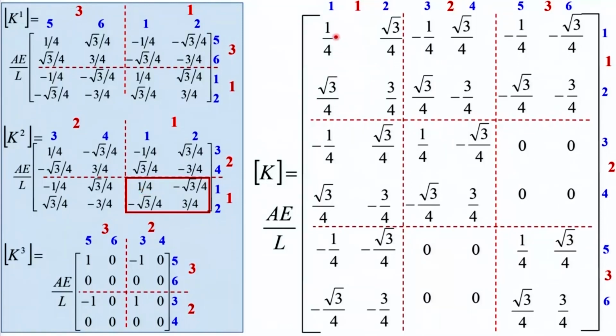So, if we add this to the existing contribution from element number 1, then this becomes what? 1 by 4 plus 1 by 4, this becomes half. Root 3 by 4 minus root 3 by 4 and root 3 by 4. This becomes 0. Minus root 3 by 4, root 3 by 4 becomes 0, and 3 by 4 plus 3 by 4 becomes 3 by 2. So, this will be the modified, revised stiffness matrix based on the information of element number 2.